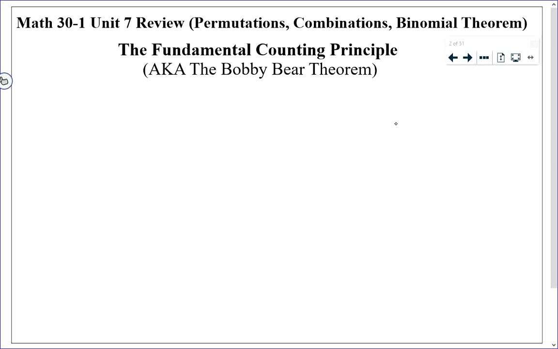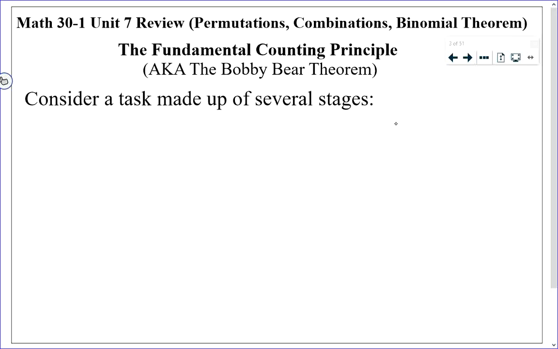I think it was an orange pair of pants and a blue shirt, and a green pair of pants and a blue shirt, and we listed them all. But the bottom line is the fundamental counting principle says if you take the number of pairs of pants that Bobby-Bear has, which is 3, and you multiply by the number of shirts which he has, which is 2, you get 6. And that's the fundamental counting principle.